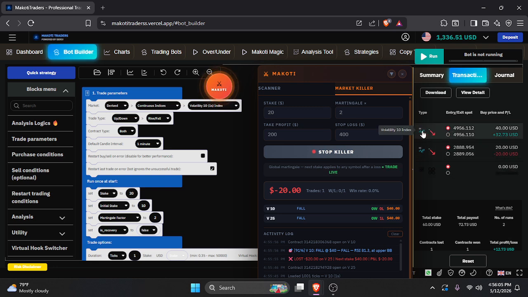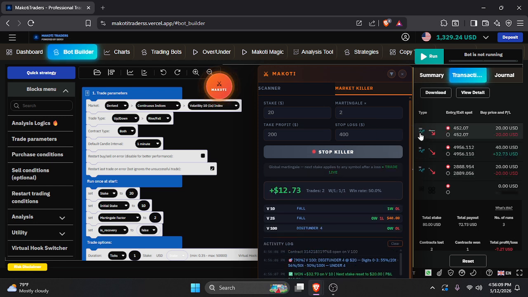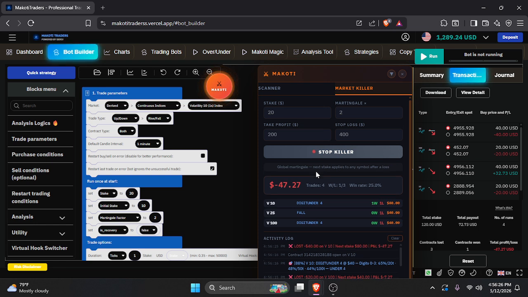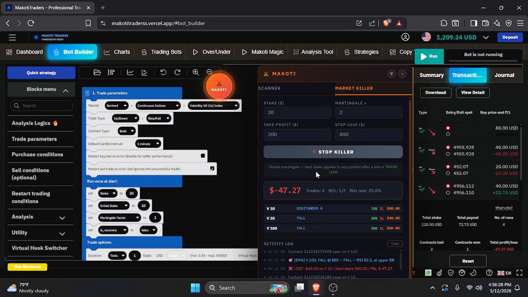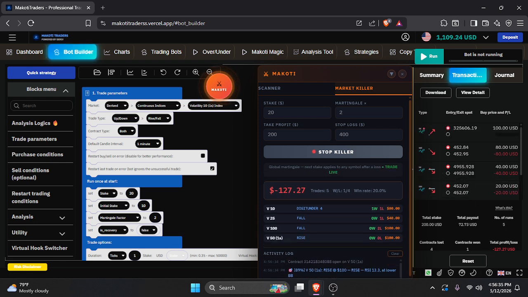Remember, this tool trades all volatility. This is a volatility 25 index, this is a 100. The other run was for under 4, and another under 4 is a loss. So I'm going to remove this under 4 from executing trades, and I want to go only pure rise and fall. So I went for a loss on this.